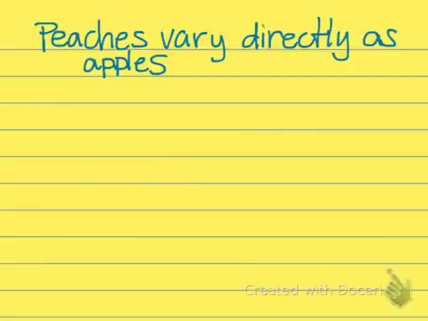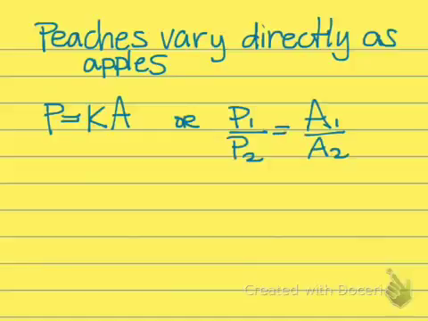So just a quick review, if you have a problem that says peaches vary directly as apples, we can write that as P equals Ka. K is the constant of change. And there's also another way to write that. We can write P1 is to P2 as A1 is to A2.